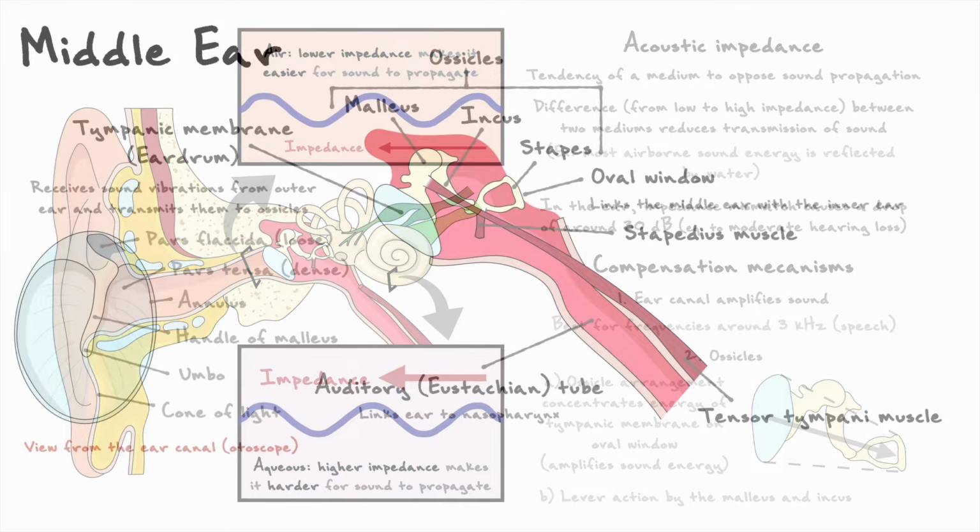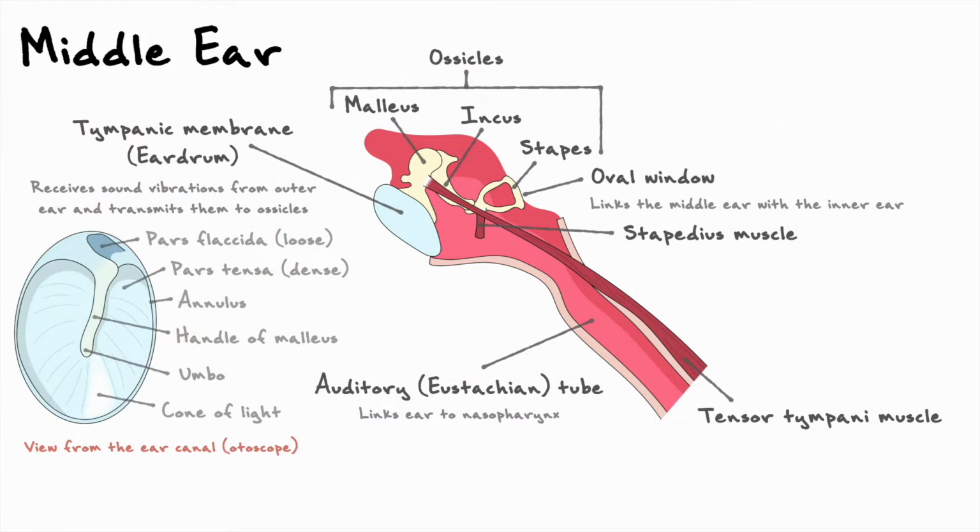Back to this diagram of the middle ear, the second reason why ossicles are important in this system can be understood by considering the two muscles in the middle ear that I've mentioned, the stapedius and the tensor tympani muscle.